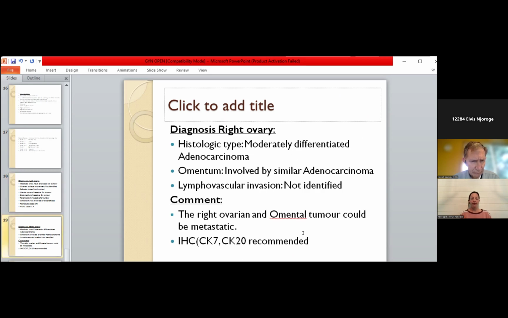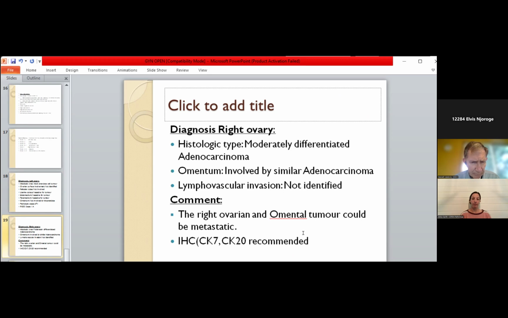Now for the right ovary, I gave it a histologic type of moderately differentiated adenocarcinoma. Omentum was involved by the similar tumor. However, I did not see any lymphovascular invasion. So I gave a comment to the clinicians that this right ovarian abdominal tumor could be metastatic, probably from a different site.